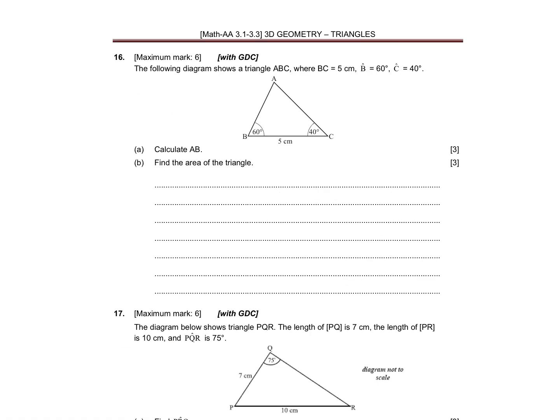Okay, 16, we have the following diagram, that information, calculate AB. Okay, so we have sine rule because we have an angle and the side opposite of it. All right, so 5 over sine A equals x over sine 40, not A, sorry, AT.